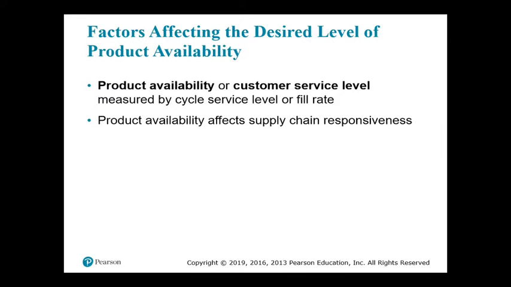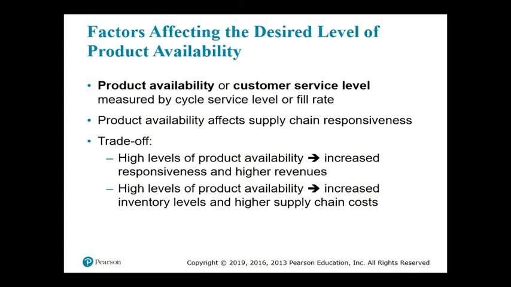And so why is the desired level of product availability so important? It's because it's directly affecting our supply chain strategy, right? So we talked about supply chain strategy being on a spectrum of responsive versus efficient. So if the product is more available, that means that we're able to have a very responsive supply chain because we can immediately fulfill customer demand. And this could be directly associated with higher revenues, right?